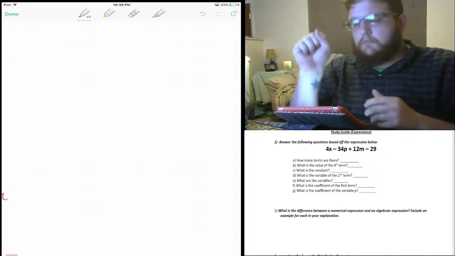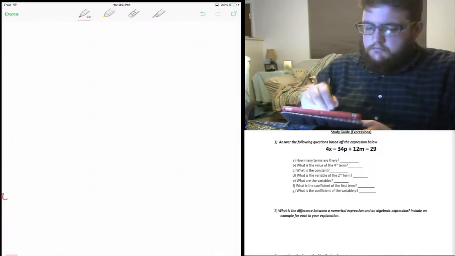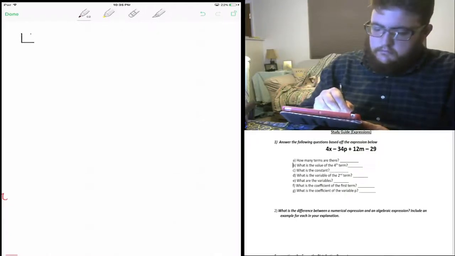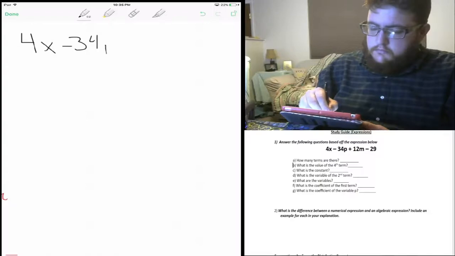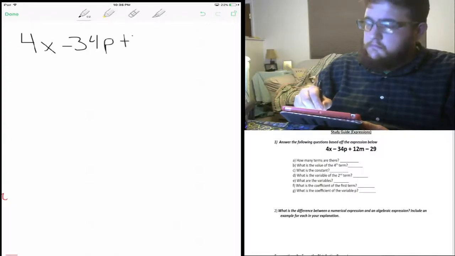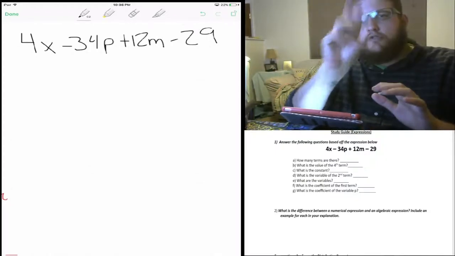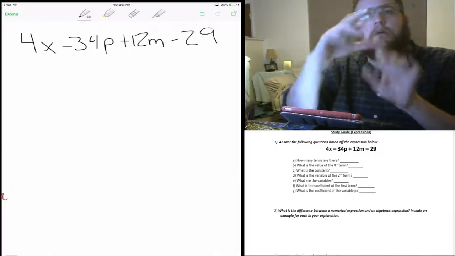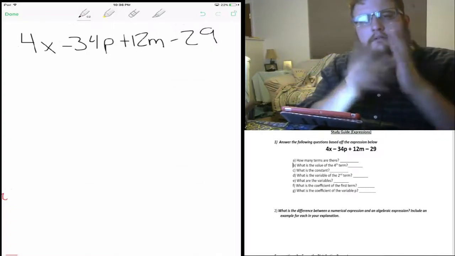So number one says to answer the following questions based off the expression below. So I'm going to write our expression out. We've got 4x minus 34p plus 12m minus 29. So remember what a term means, or recall what a term means. The term is a part of the expression that's separated by an addition or subtraction symbol.